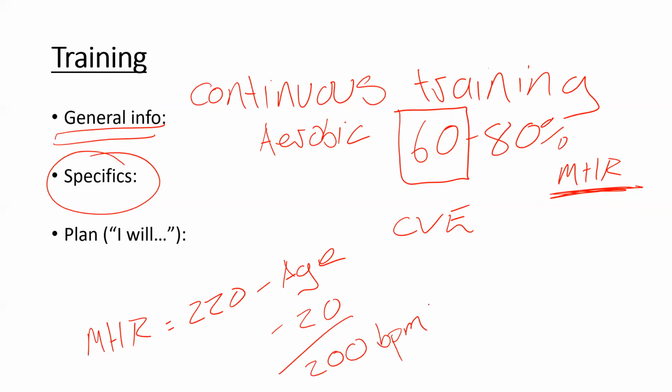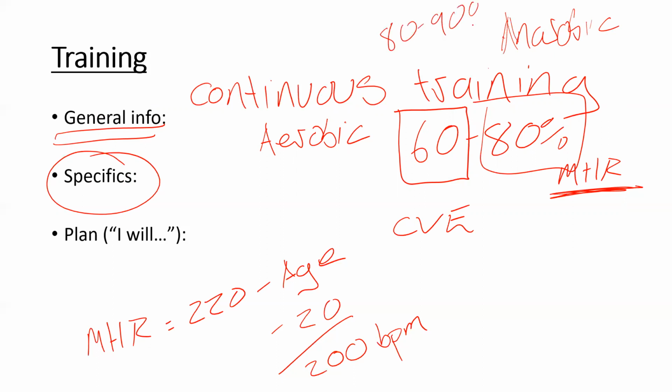From that, I need to work out what 60% is, because 60% is the threshold at which my training becomes aerobic. Any lower than that, and it's not benefiting my aerobic energy system. It's not helping me improve my cardiovascular endurance because it's too easy. If I go beyond 80%, it becomes anaerobic. There's still quite a few people who get this mixed up. So anaerobic is 80 to 90%.